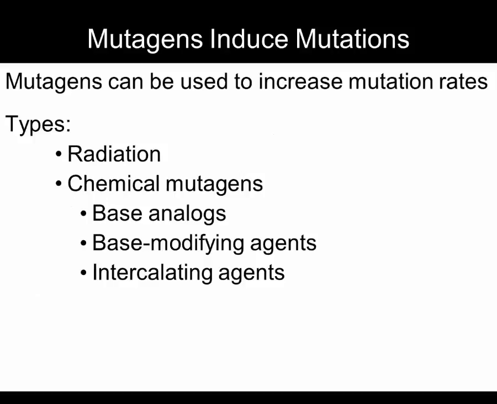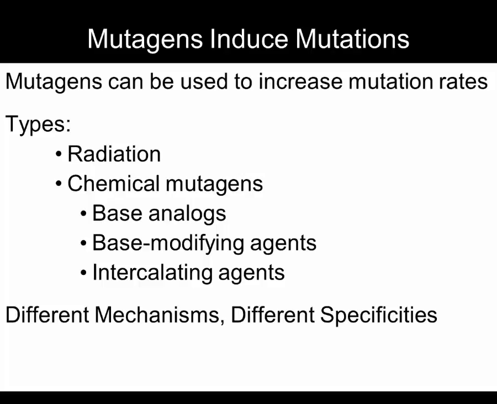But mutations can also be the result of certain environmental factors. These factors, such as radiation and certain chemicals, are called mutagens, and we'll discuss several types. Each type has a different mode of action and leads to different types of mutations.